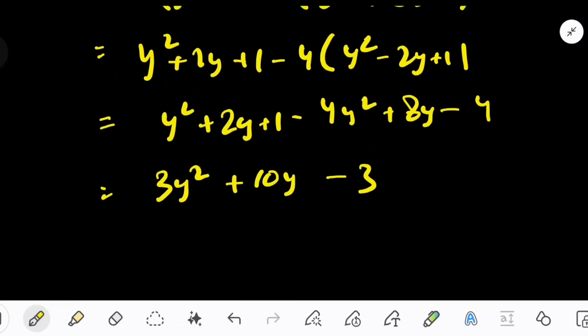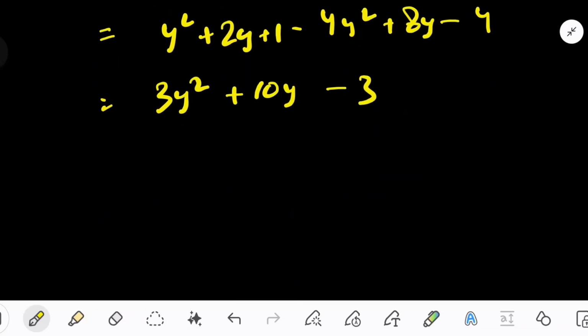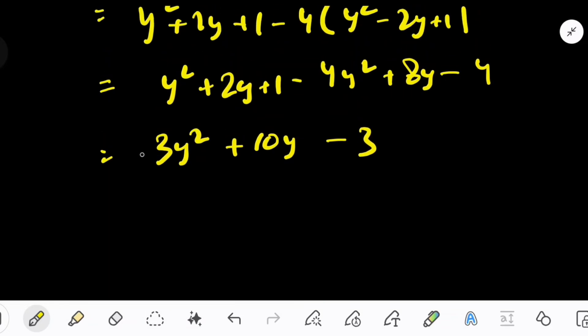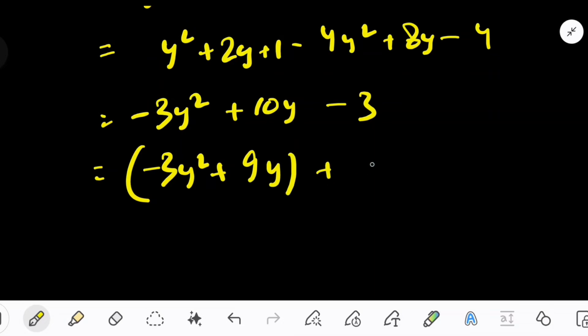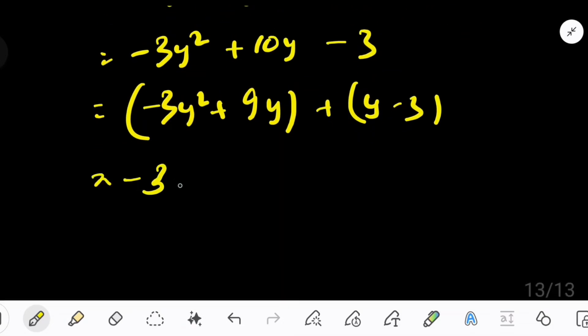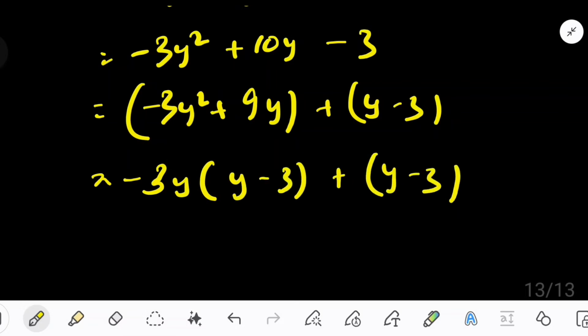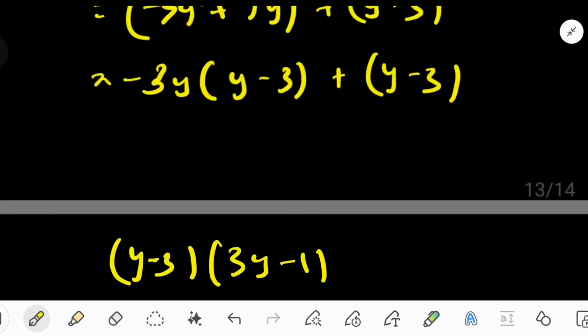And can we further factorize it? Yeah, of course we can. So let me write it. Sorry, it will be negative 3y square, right? So it is negative 3y square plus 9y plus y minus 3, correct? So we take negative 3y common, so we have y minus 3 plus y minus 3. So we have y minus 3 common and 3y minus 1, correct?